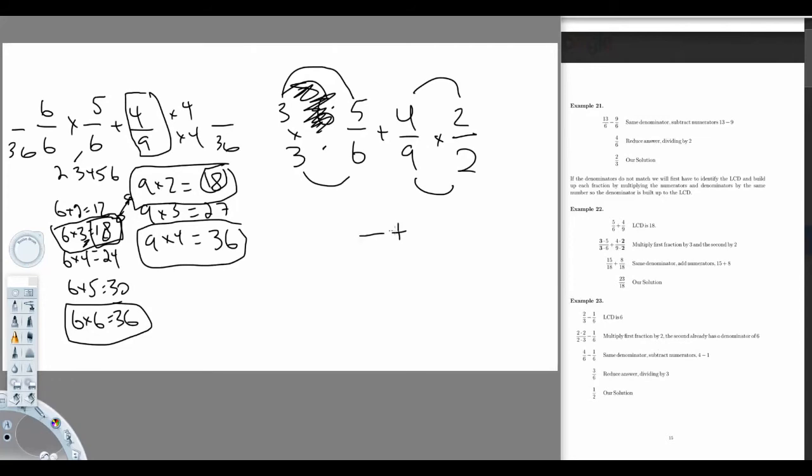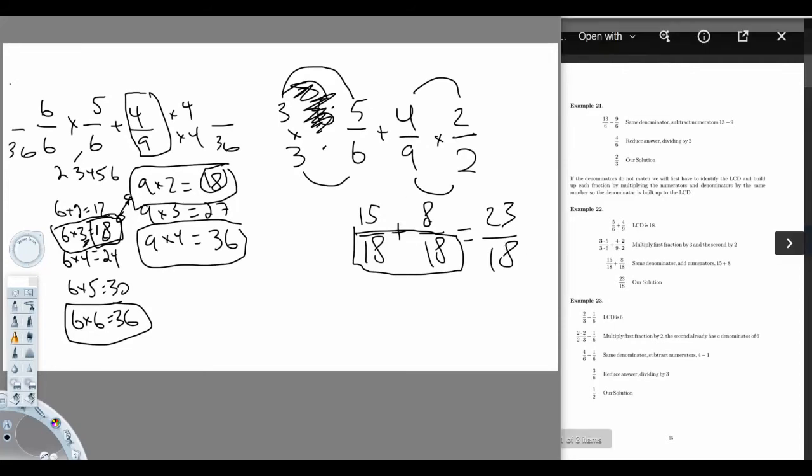So let's do this. 3 times 5, 15. 3 times 6, 18. 2 times 4, 8. 2 times 9, 18. Whoa, now we're in business. Check this out. Same denominator. So we can just add, right? 15 plus 8 equals 23 over 18. That looks pretty good. I think that's our solution. Yes, it is.